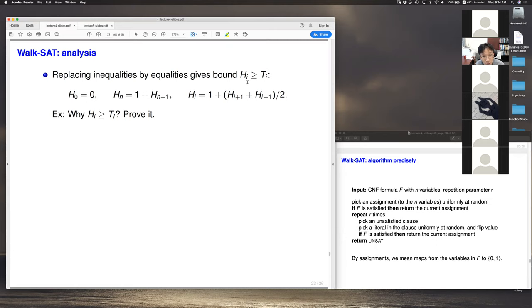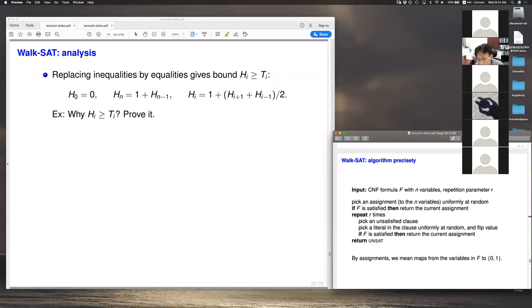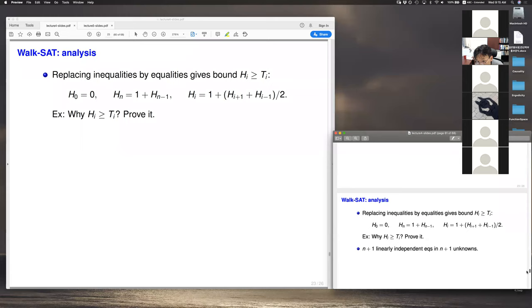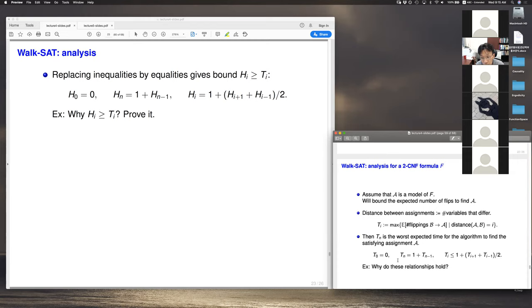So if you replace all the inequalities involving TI by equalities, then whenever we have a TI that satisfies the inequality, we can always find HI, which is larger than TI, for every I from 0 up to n. And HI actually satisfies everything with equality instead of inequality, okay? So let's just accept this.